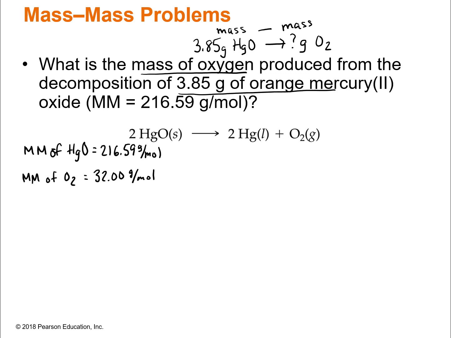Now we need to write out our plan. Starting with the grams of mercury 2 oxide. What do we have to do to it first? Figure out the number of moles. Once we have the moles of mercury 2 oxide, what's the next thing we have to figure out?